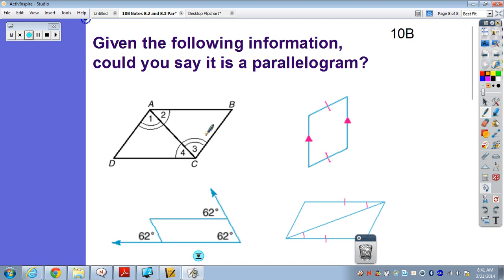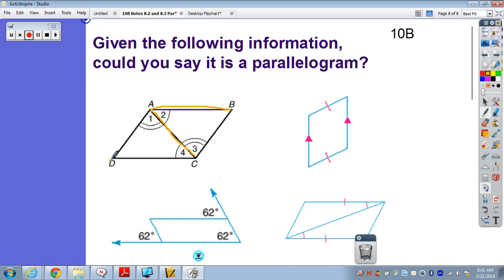Okay, and then these are a little bit harder examples. So these are the last 4 examples. So in this case, they don't give me any of the options, but they give me angle 2 and 4. And angle 2 and 4 are alternate interior. So I'm going to trace those angles.